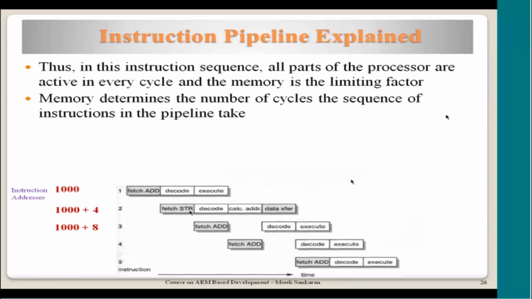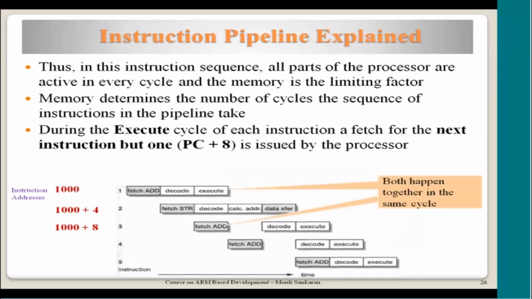the memory is determining the flow and the speed of the operation through the pipeline. If you look at this particular time frame, when the execution of the instruction which was fetched at 1000 is happening, the instruction which is getting fetched from the instruction memory is 1000 plus 8.